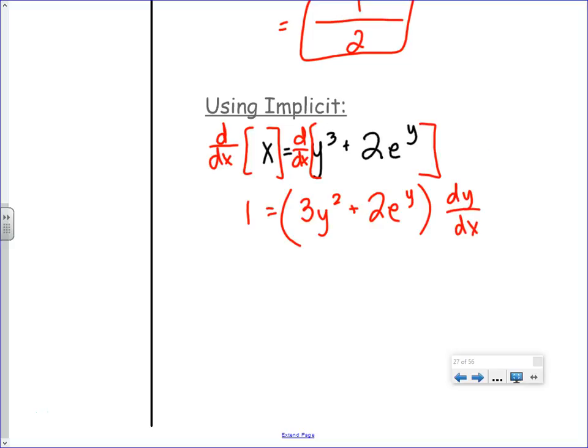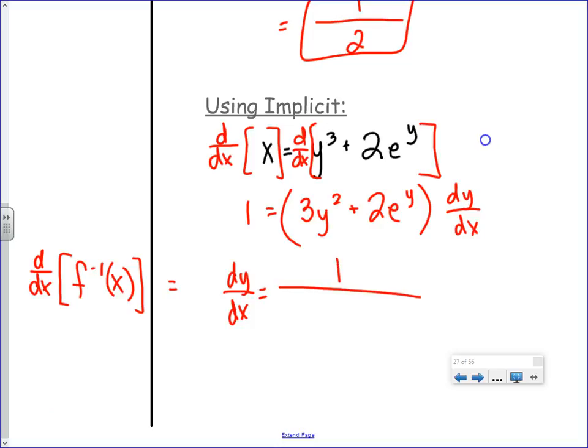Are you following? He has a dy dx, 3y squared dy dx. He has a dy dx, 2e to the y dy dx. Pull it out from both. Then I solve for dy dx, which represents the derivative of f inverse of x, because with the x's and y's switched, that is the inverse. It's just ugly because we can't get y by itself. The derivative is 1 over 3y squared plus 2e to the y.